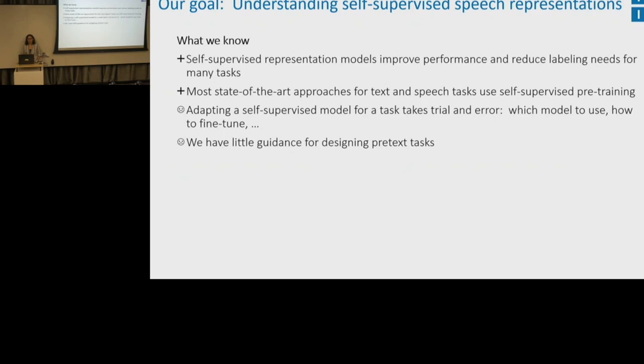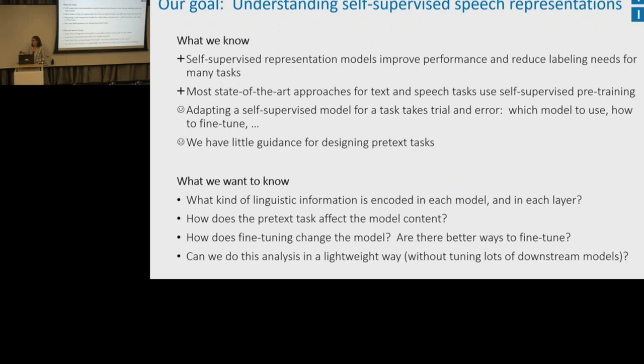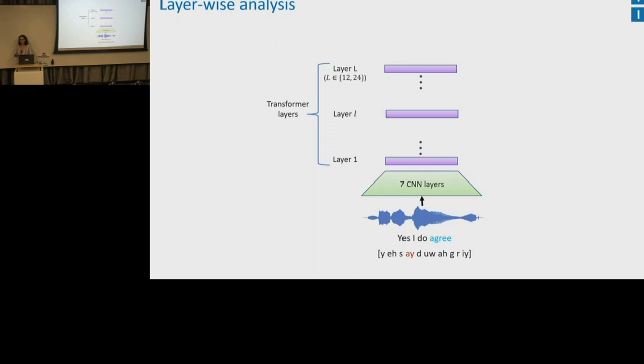And as a start, we'd like to know what kind of linguistic information is encoded in the model and in each layer of the model. We'd also like to know how the choice of pretext task affects that information. How does the model change when we fine-tune it? Maybe that suggests better ways to fine-tune the model. And can we do all of this analysis in some lightweight way that doesn't involve training a whole bunch of models for a whole bunch of downstream tasks? Okay, so that's the goal. And I'll show you just a sampling of what we've done, a sampling of the results, but you can refer to the papers for more.